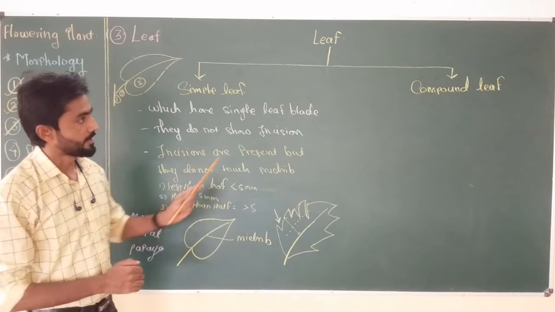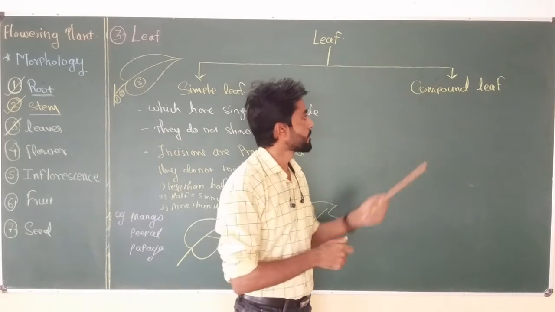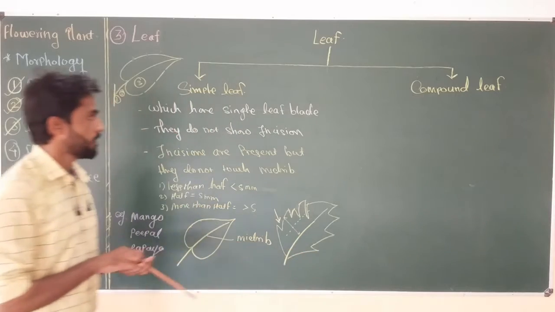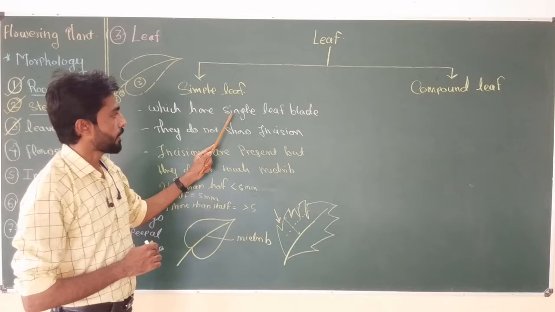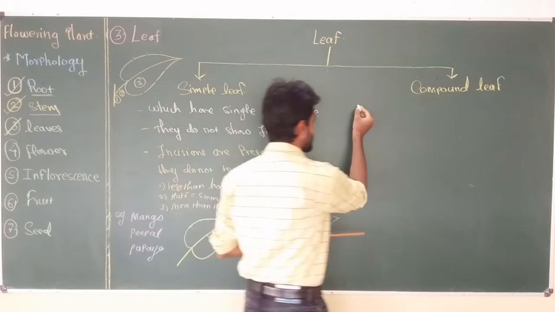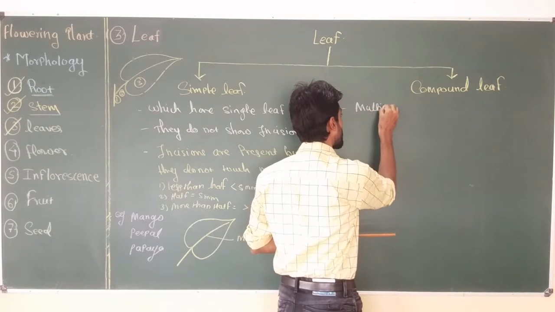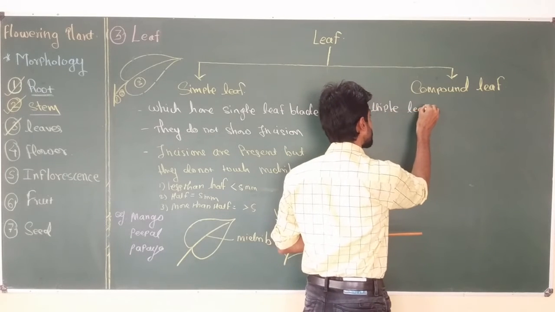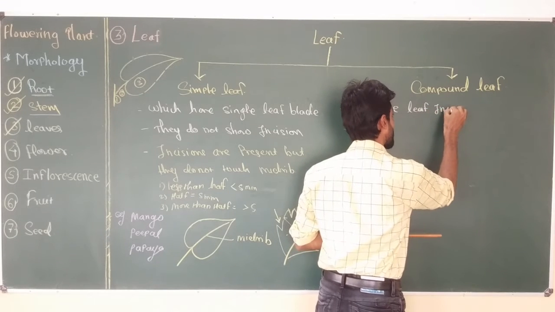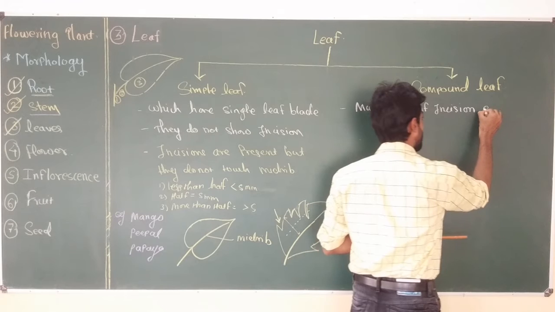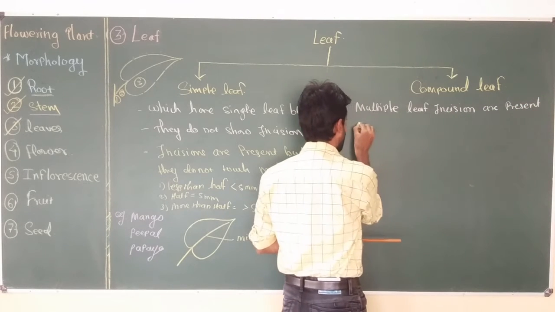Now the next type of leaf present in angiospermic plants is the compound leaf. What is a compound leaf? It is completely opposite to the simple leaf. A simple leaf has a single leaf blade, while in this case multiple incisions are present on the lamina.